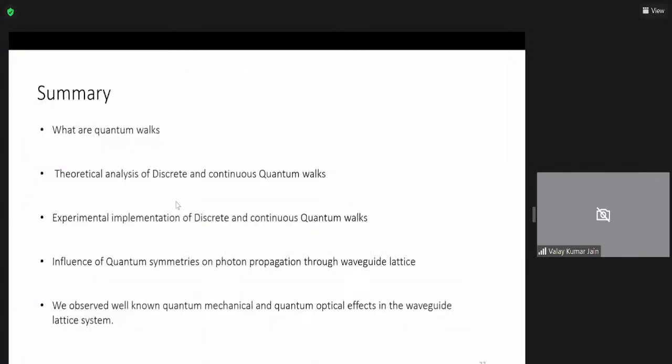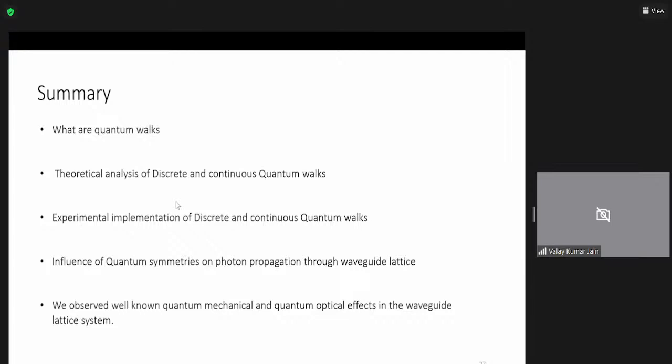So to summarize, we looked at what quantum walks are. We did some theoretical analysis about discrete and continuous quantum walks. I told you about how they can be experimentally implemented. And the publications are there in the references. I highly urge you to look at them. You can implement discrete and continuous quantum walks very comfortably these days.